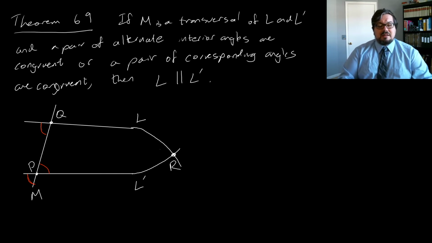now the two red angles at P are congruent because they are vertical angles. So this is the strategy for proving Theorem 69. The proof of this one is also an exercise.